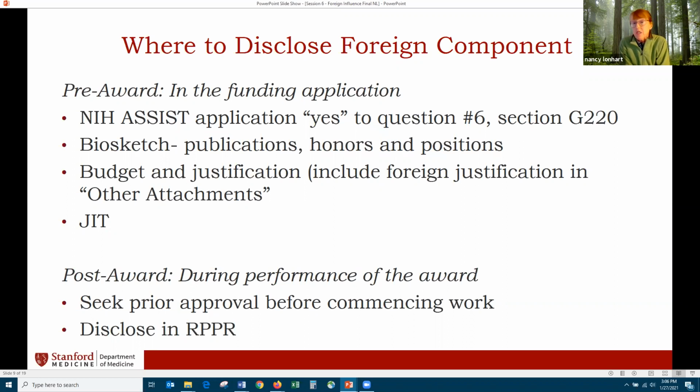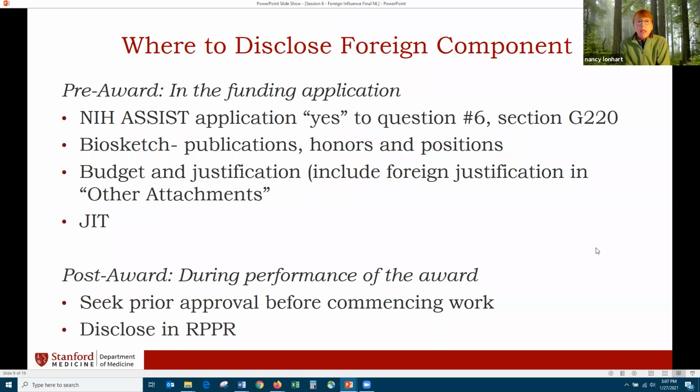One key piece, as I just mentioned, is publications. Another place where you may see the need to identify a foreign component is if there is a paid or unpaid appointment at a foreign institution, and that you would list under the honors and positions. There is an opportunity where you might need to mention it during JIT.